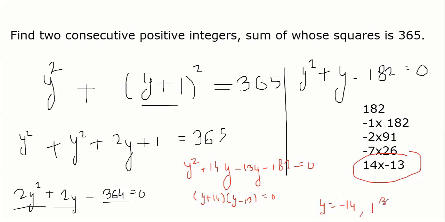कौन सा वैल्यू लेंगे? y equal to minus 14 लेंगे, y equal to plus 13 लेंगे? Sir, here the positive integers are there, so plus 13. Right? ये वाला लेंगे, right? So it means my y is equal to 13. Sum हो square, so एक 13 हो गया, एक 14 हो गया, because हमारा y और y plus 1 था. तो अगर एक 13 है, दूसरा 14 हो गया. That's it.